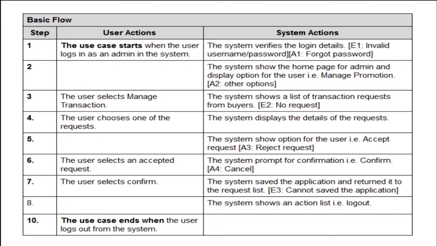When the user selects accept request, the system prompts for confirmation, for example confirm or cancel. So the user selects confirm. When the user selects confirm, the system saves the application and returns to the request list. There will be error 3, cannot save the application. Then the system shows an action list such as log out. The use case ends when the user logs out from the system.